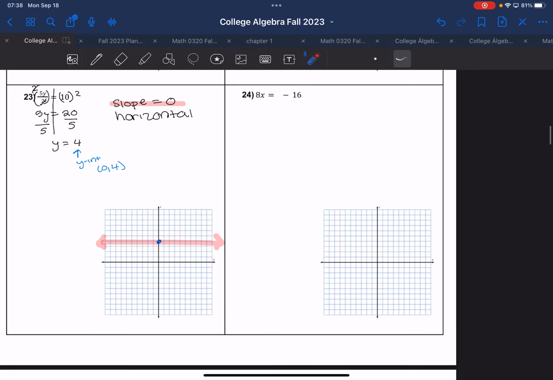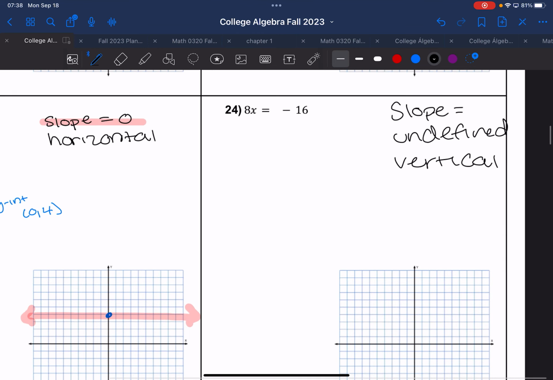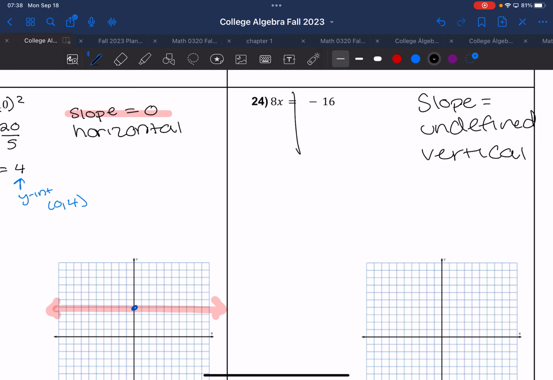Okay, number 24, we only have the variable x. So that tells us what about our slope? It's undefined. Okay, undefined. And we know that graph looks like what? Vertical. Okay, I'm still going to solve for that variable. So in order to get x by itself, I'm going to do what? Divide by 8. So I get x is equal to -2.